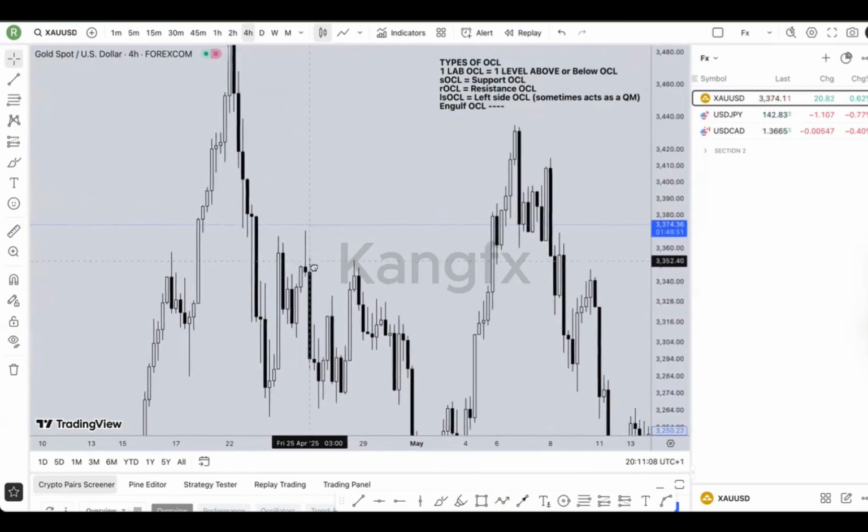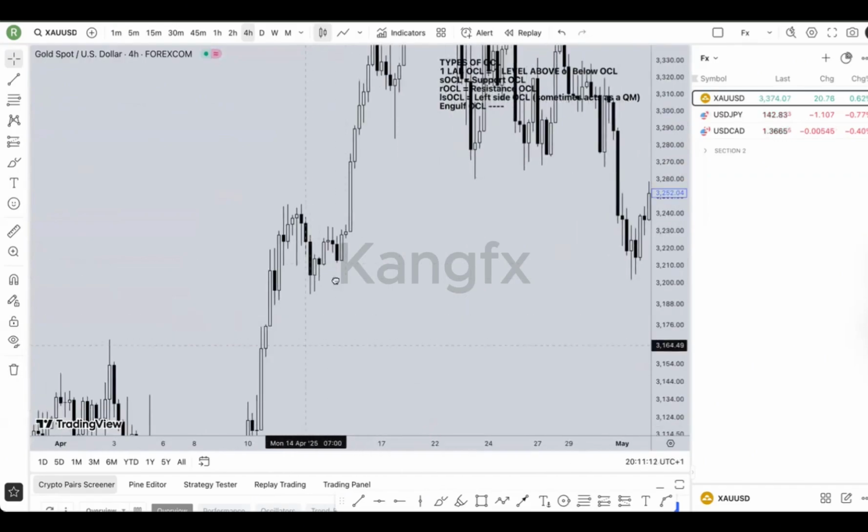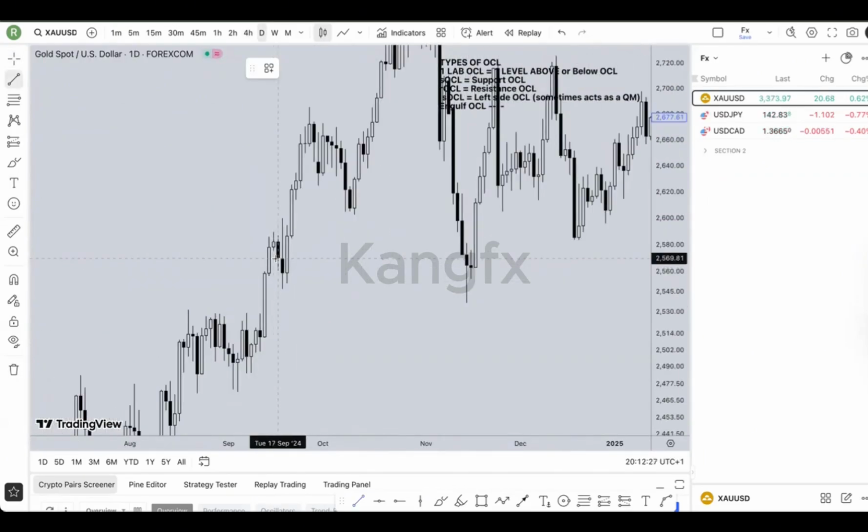The market will break them twice. So let's look for one of them. This is an OCL here. It was broken. Let's see. This is the one lap OCL. It was broken.